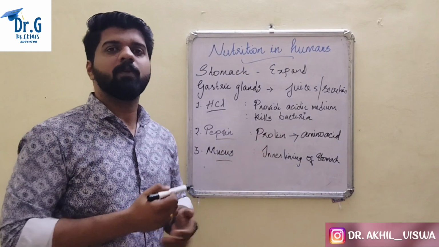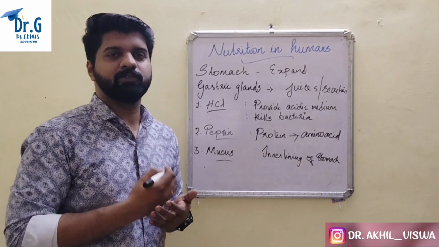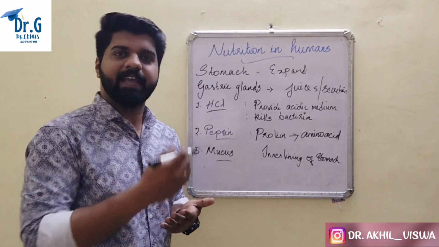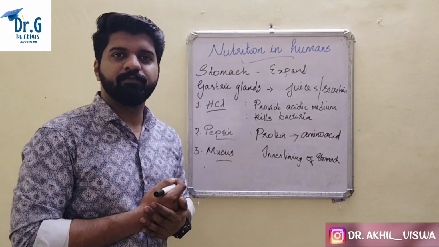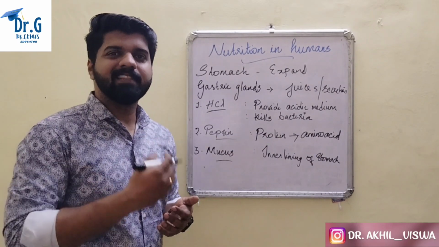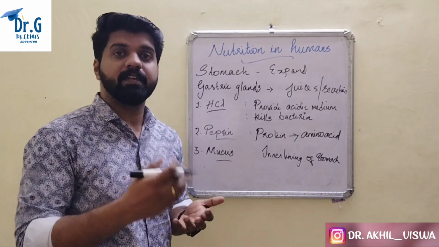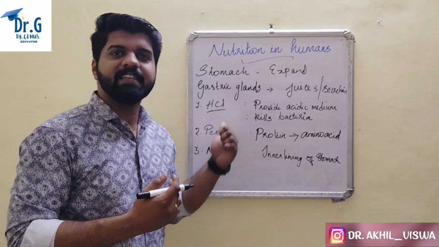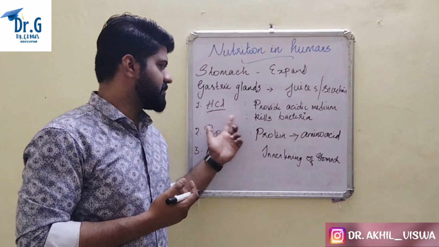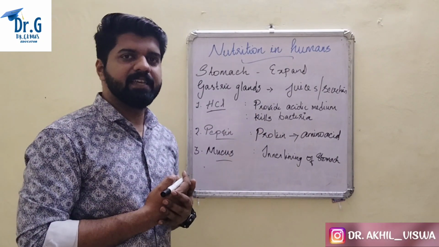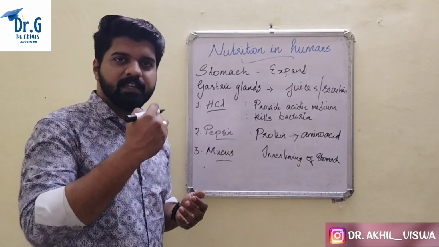Its function is to provide the acidic medium. We know HCl is an acid, so it will provide the acidic medium inside the stomach. Why is it providing the acidic medium? To digest the food faster, and to kill whatever bacteria come inside our stomach, because bacteria can cause many diseases. So this HCl will kill all the bacteria present in the stomach. That is the major function of HCl, a gastric juice produced by the gastric gland present in the stomach.